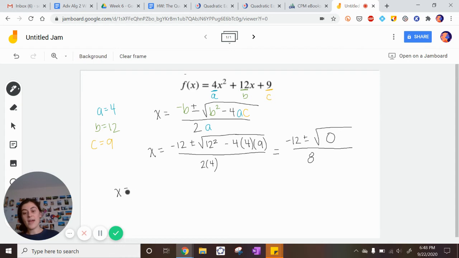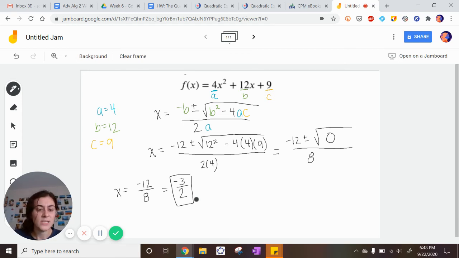So now we have x equals negative 12 plus or minus 0. Square root of 0 is 0, so we don't really need that part anymore, over 8. And let's simplify this a little bit. Negative 12 divided by 4 is negative 3. 8 divided by 4 is 2. So our final answer is x equals negative 3/2.